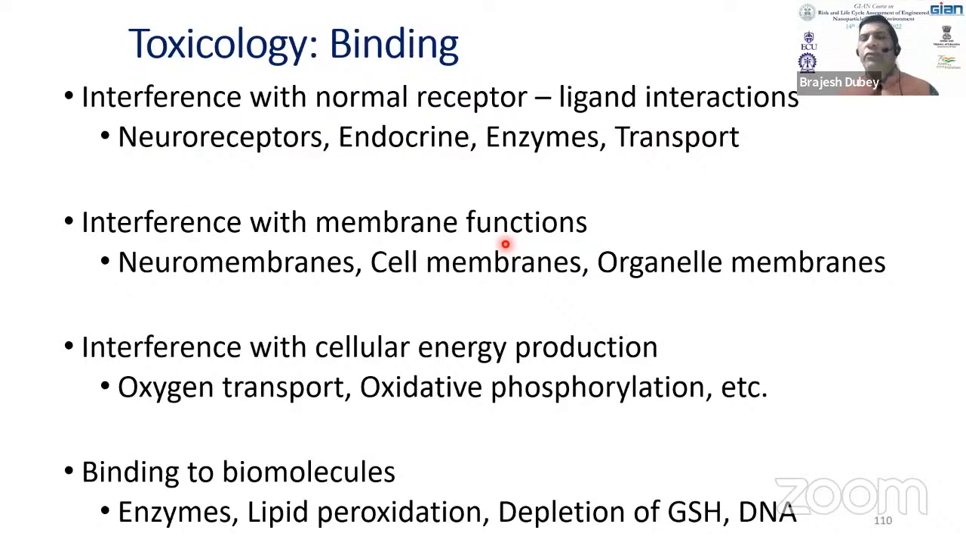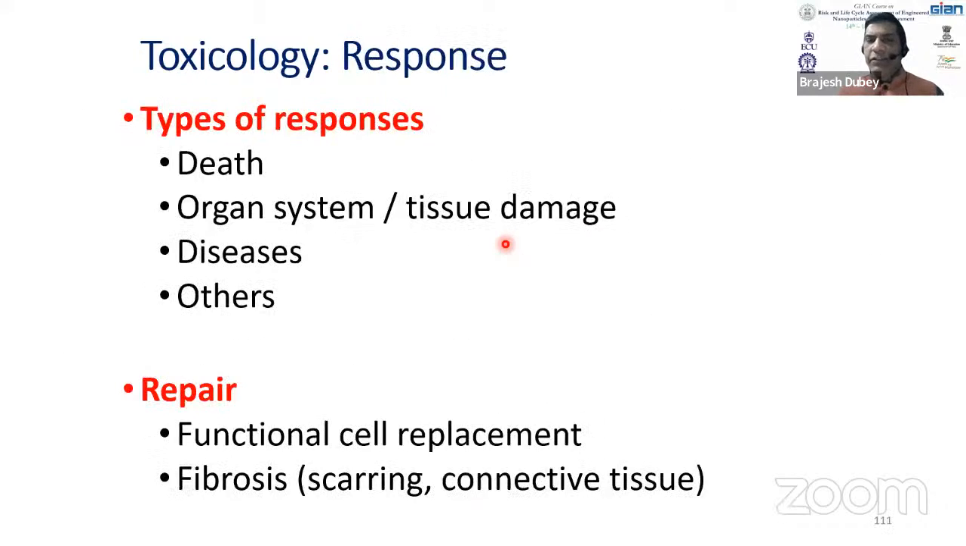But while it is going through the body, it does interface with normal receptors. There are neuroreceptors, endocrine disruptors, enzymes, transport. It can interfere with membrane function, interfere with cellular energy function, and bind to biomolecules. So these are some of the different things that these contaminants can do while passing through our system. If the impact is too high, it can even lead to death. You can even lose an organ, have tissue damage, or develop different types of disease. There could be other responses as well.